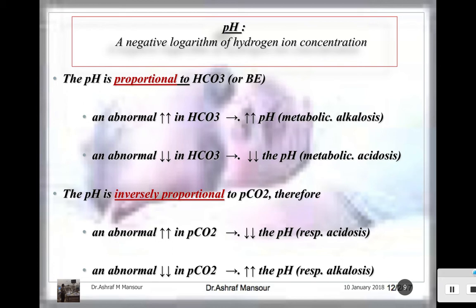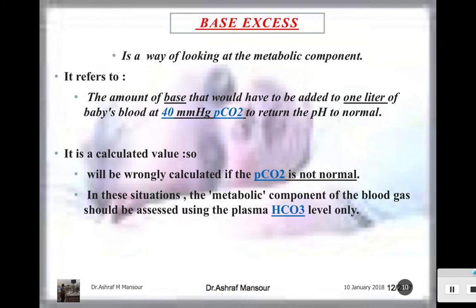And we will say metabolic because it reflects the change in the metabolic factor, which is the bicarb. While decrease bicarb will lead to metabolic acidosis. The second factor affecting the pH is the PCO2, which is a respiratory factor. So any increase in the PCO2 will decrease the pH, inversely proportional, and it will be respiratory acidosis. While decrease in the PCO2 by washing CO2 will cause alkalosis, respiratory alkalosis.